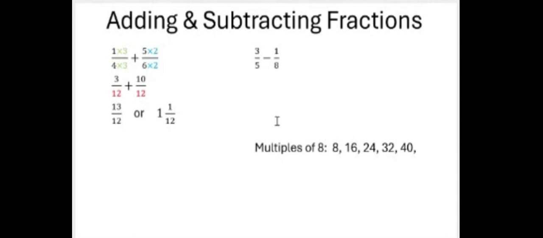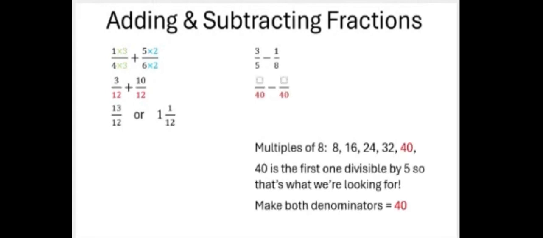I'm not even going to bother listing my multiples of 5 because I know 5 goes into anything that ends in a 0 or a 5, right? 10, 15, 20, and so on. So I just list off my multiples of 8: 16, 24, 32. Oh, there's one that ends in a 0 or a 5 there. So that's going to be my LCM without even going any further. 40 is the first one divisible by 5, so that's what we're looking for.